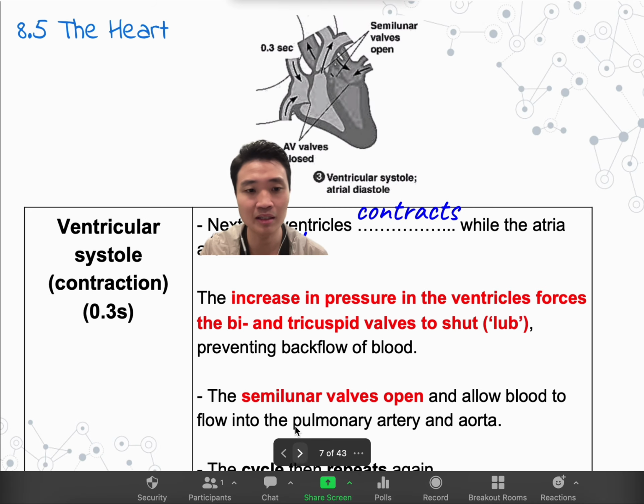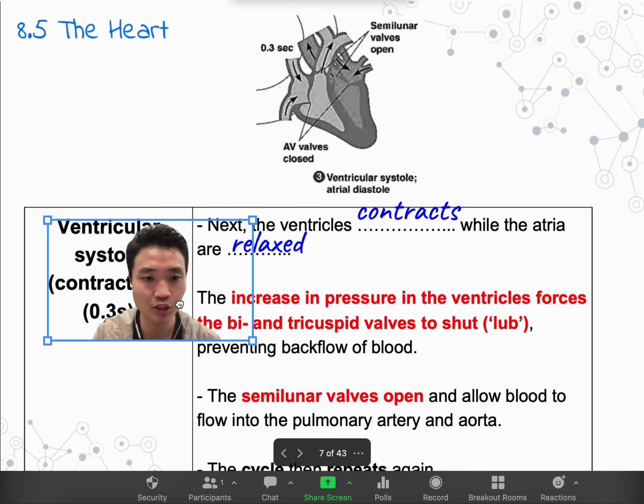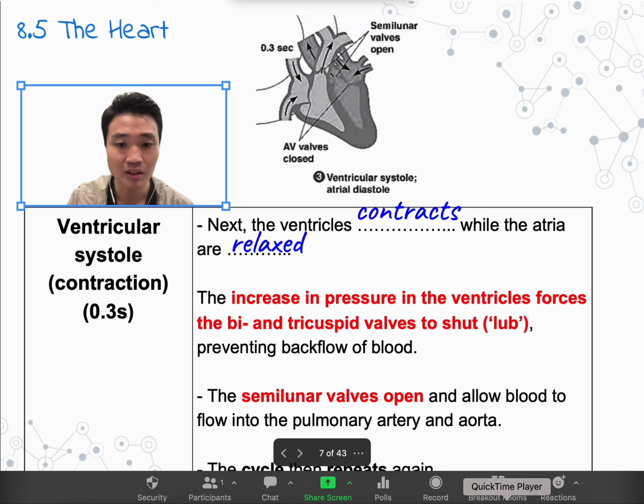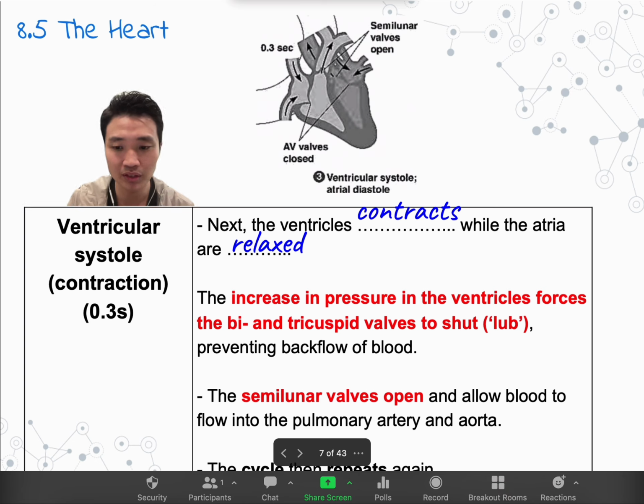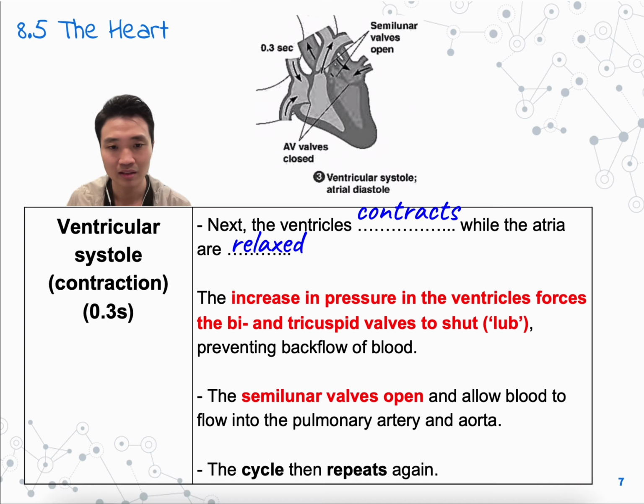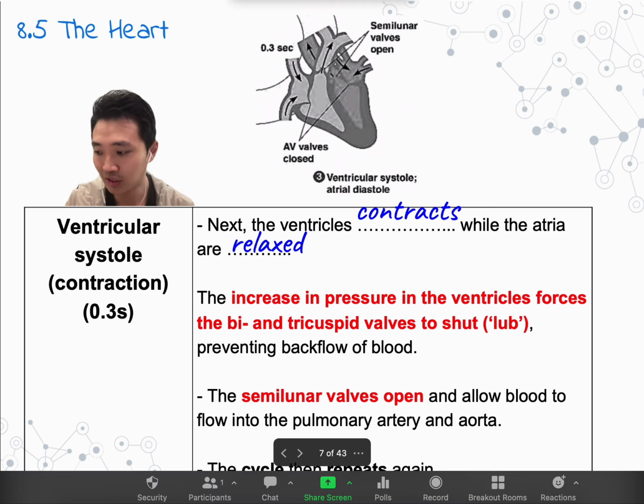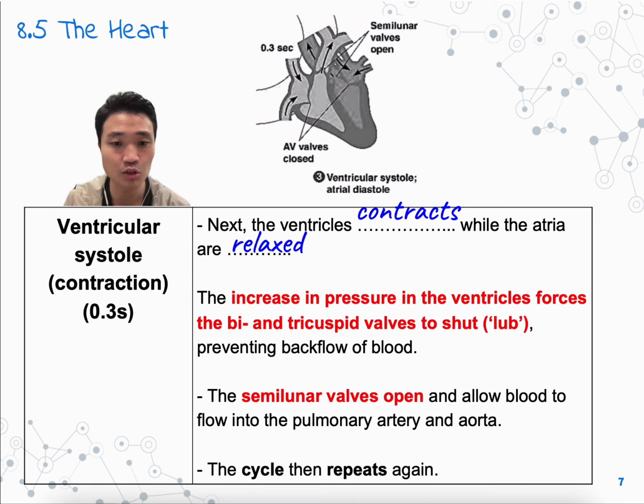Then now, slightly more things. A lot of things, but chill. We take it step by step. Now, in step 2, what happens over here? The ventricle will contract while the atrium is relaxed. Because it is ventricular systole, can you all put a number 2 over here? Sorry, it's missing in my notes. The ventricles will contract, the atrium is relaxed.